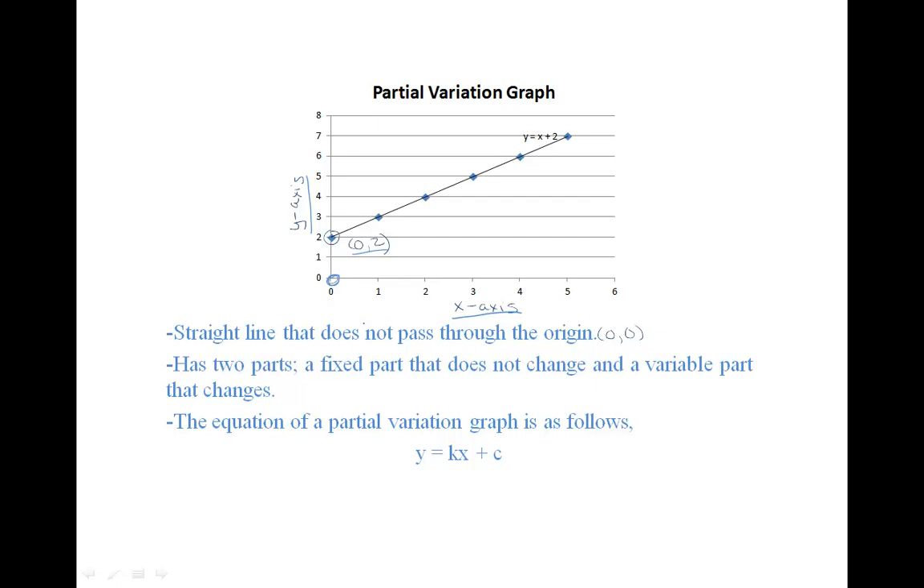It has two parts, a fixed part that does not change and a variable part that changes. The equation of a partial variation graph is as follows. Y equals k times x plus c.